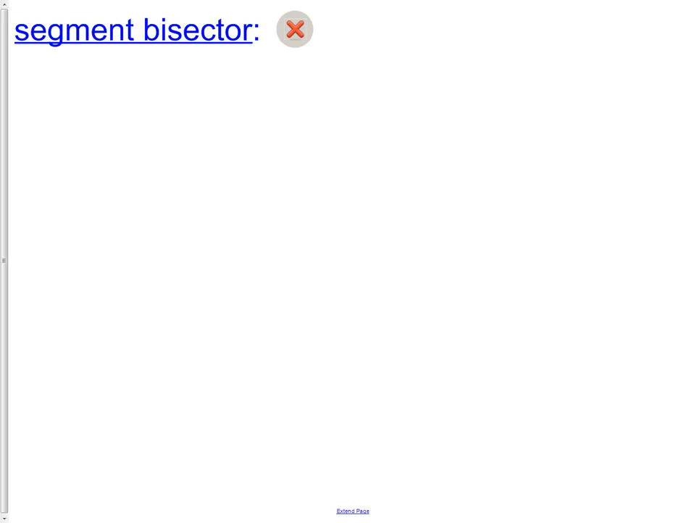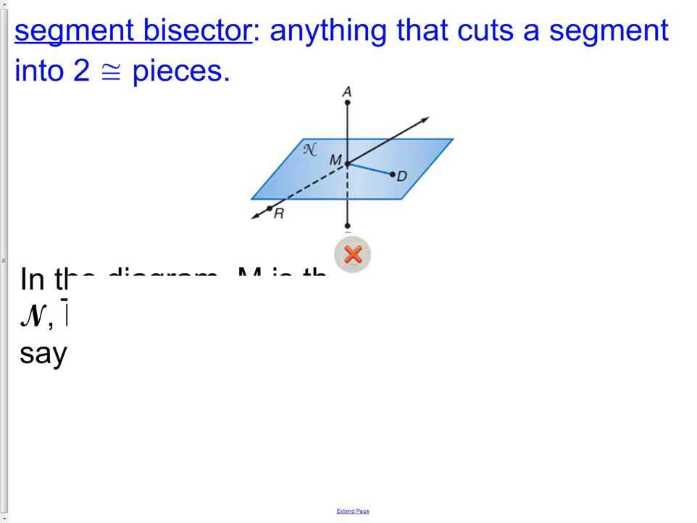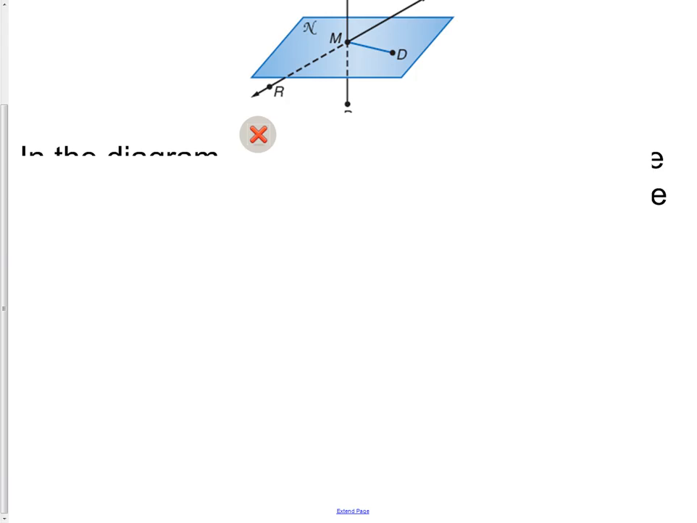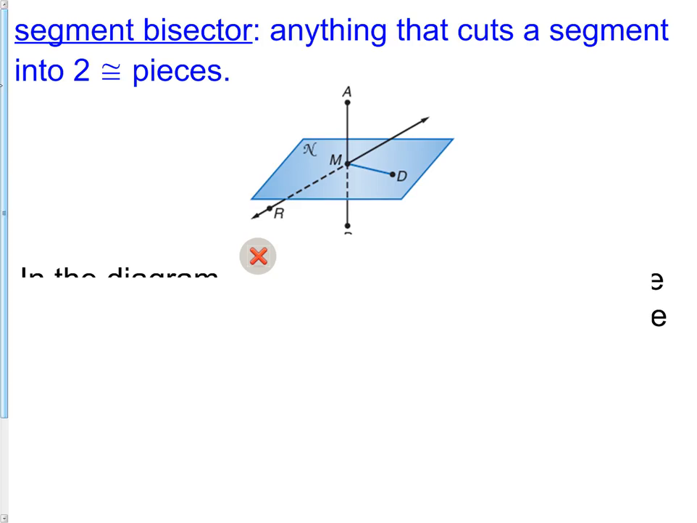The last part of the lesson today is the definition of a segment bisector. When we talk about a bisector, it is something that cuts another object in half. So here we want to cut a segment into two equal halves. This can be done by anything. That could be a point, it could be a plane, it could be a line segment, which will cut any segment into two congruent pieces.